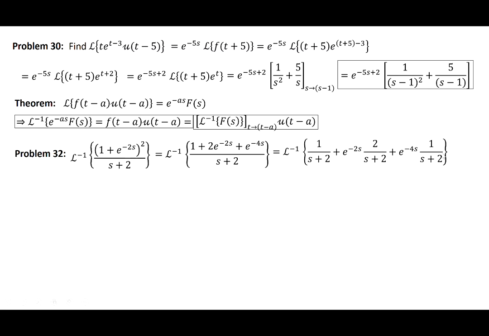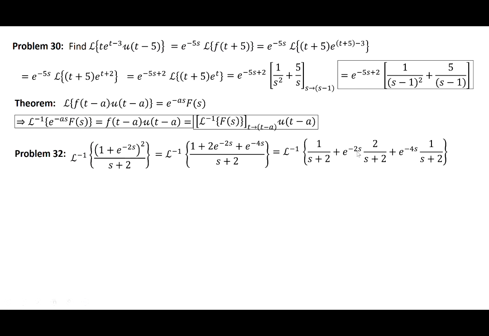Now at least the second and the third terms, do they look like e to the negative as f of s? Yep, they do. Alright, the first one, 1 over s plus 2, is straightforward. The Laplace inverse of that is e to the negative 2t. Okay, now let's focus on this guy. What should we do apparently? Look at this as e to the negative as f of s. What is f of s? 2 over s plus 2. What is a? Positive 2.